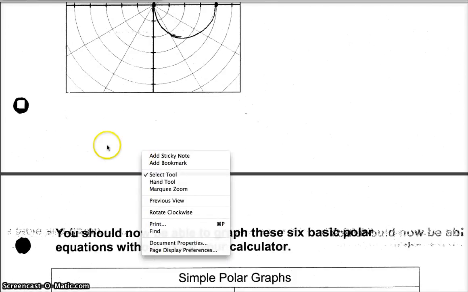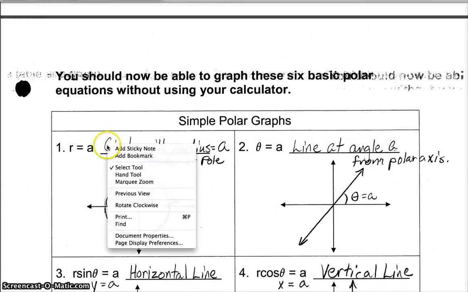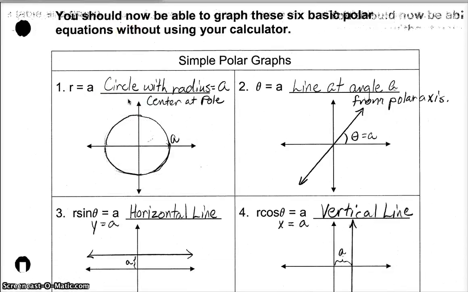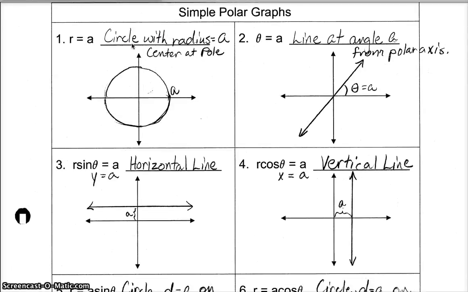Sorry, one more thing. I forgot to show you this summary here at the end, if you just want to do a little summary. So it says you should now be able to graph these 6 basic polar equations without using your calculator. So if r equals a, remember that's just a circle with the radius of whatever a is, and you draw that with the radius. If it's theta equals a, that's just going to be a line going through 2 quadrants, whether it's first and third or second and fourth, and you're going to rotate through whatever that angle measure is.